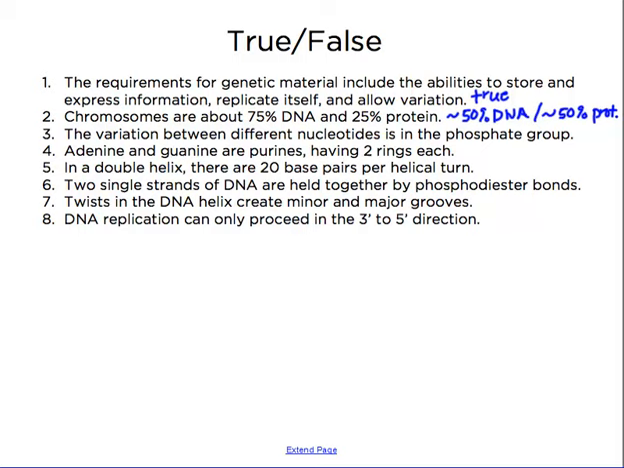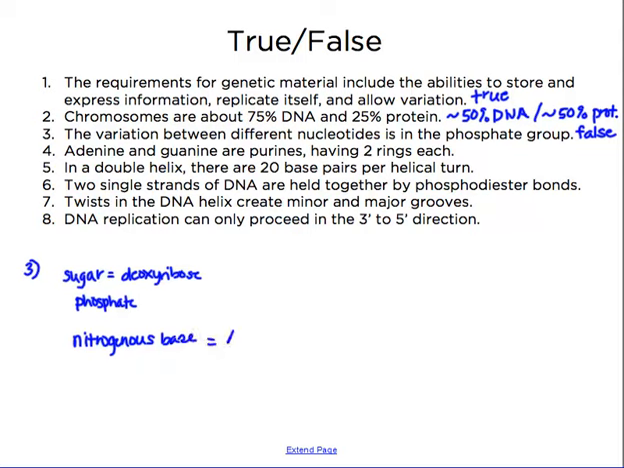Okay. 3. The variation between different nucleotides is in the phosphate group. Now this is false. Remember, I'm going to write that down here. Every nucleotide has the sugar deoxyribose, and they all have the same phosphate group. The difference lies in the nitrogenous base. So remember, these can be adenine A, thymine T, cytosine C, or guanine G. So this is where the variation comes from. So basically, the sugar-phosphate backbone of DNA is all the same, and the variation comes in the center of the DNA helix, which has the bases.